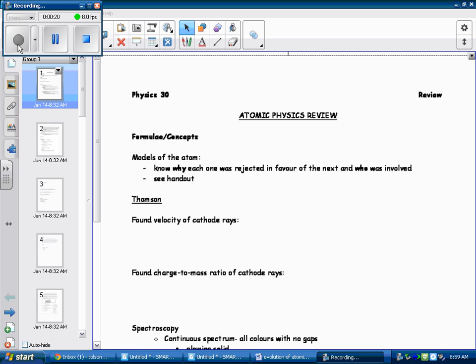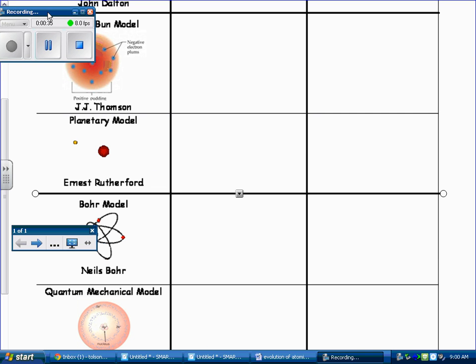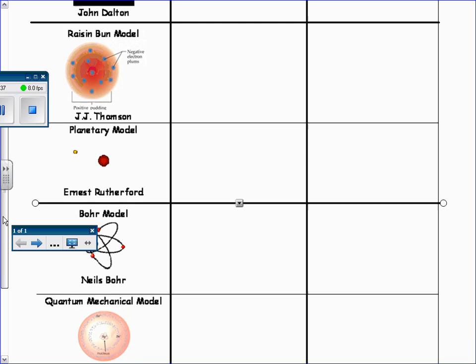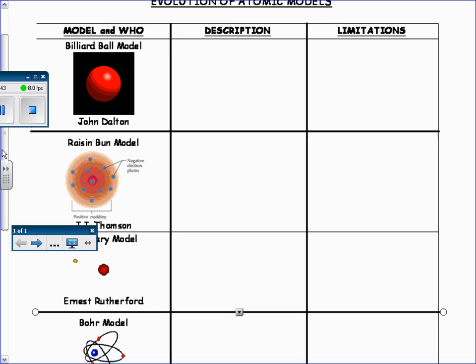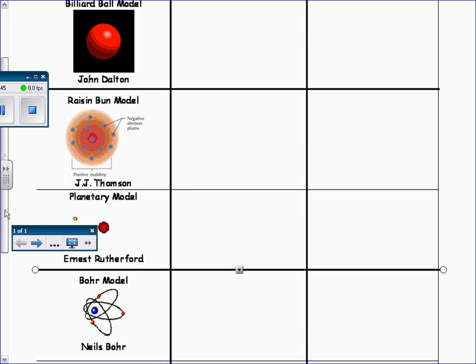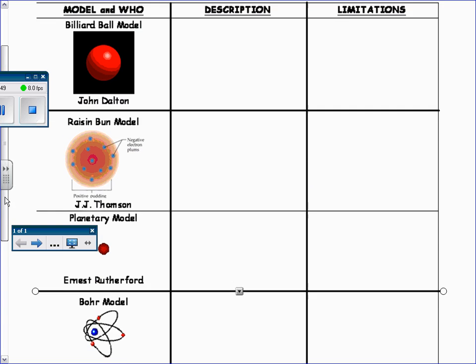have an understanding of is the evolution of the model of the atom. And you have to know why each model was rejected in favor of the next one and who was involved. So that's why I've given you this second sheet here, and I printed it out separately simply because I wanted to have it in color, because I thought it was a little nicer to have it in color. That basically lists the models of the atom that we talked about and shows a pictorial representation of what that might look like. And then we're just going to fill in these spaces here.